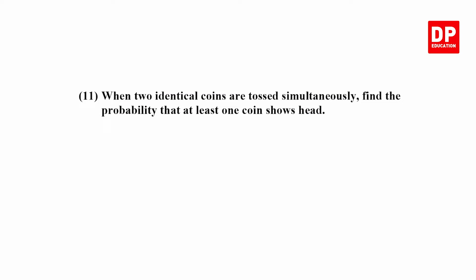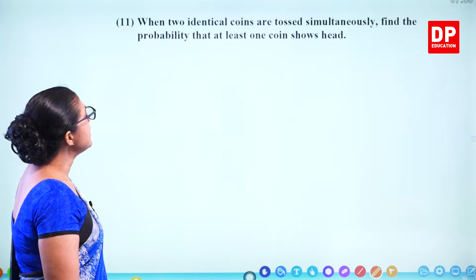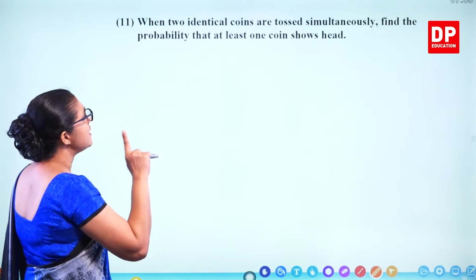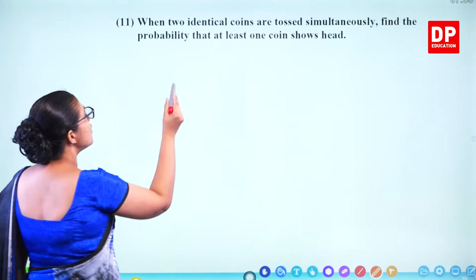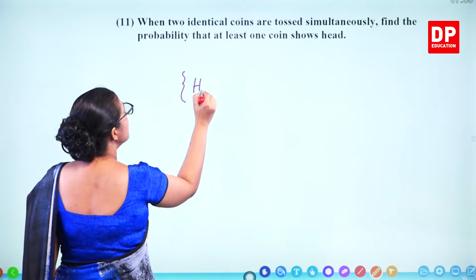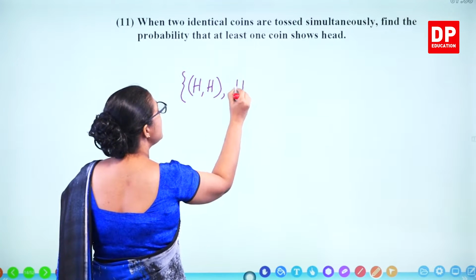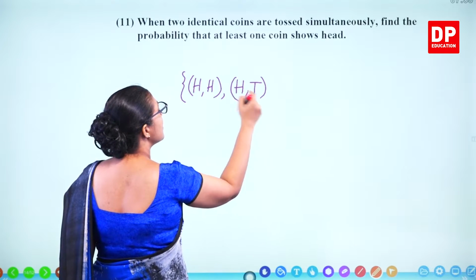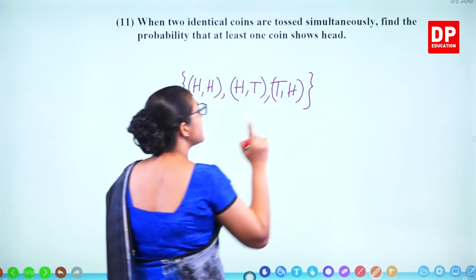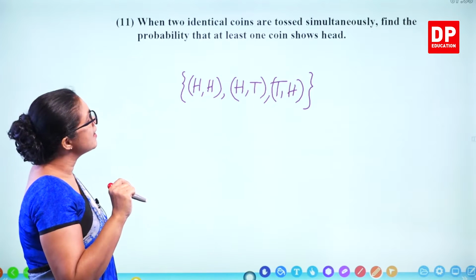Question number 11. When 2 identical coins are tossed simultaneously, find the probability that at least one coin shows head. So at least one coin shows head means, so what are the possibilities? Head, head. Either 1 or 2 doesn't matter. Head, tail. We get one head here. Tail, head, one head. That's all. So you can't take tail, tail. So no heads there.